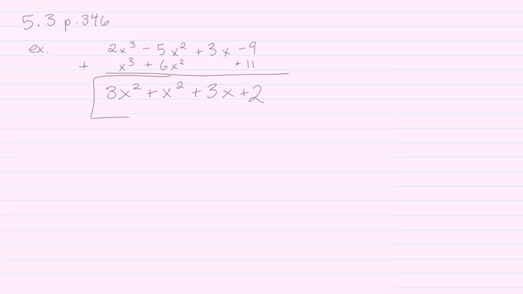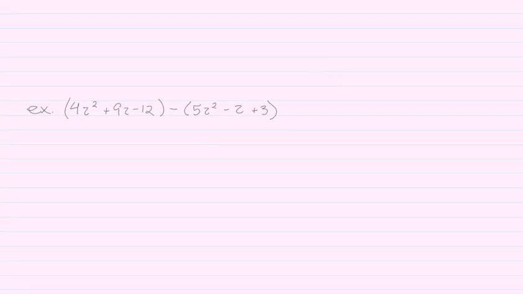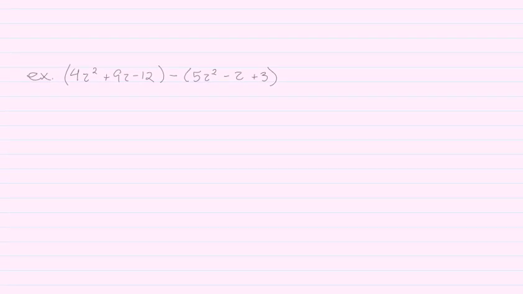So I want to make sure that I have them in standard polynomial form, where the exponents are decreasing, and I end with my constant all the way on the right. So you can add vertically, or you can add horizontally. The trick is making sure that you have correct signs.